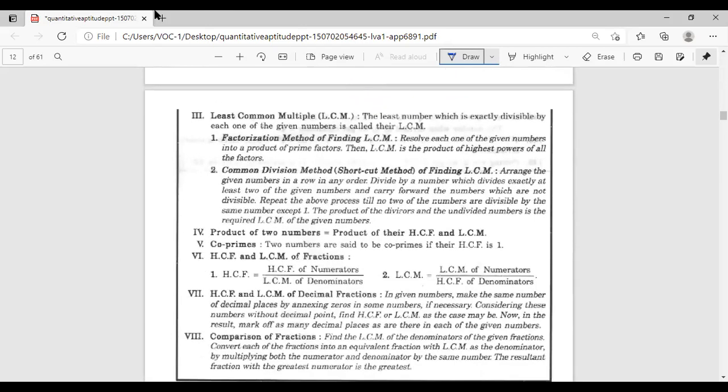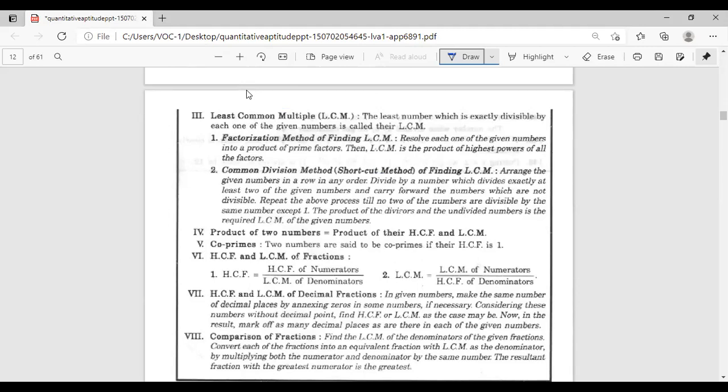LCM, what is it? It stands for least common multiple. The least number which is exactly divisible by each one of the given numbers is called their LCM. It also has two methods, that is factorization method and common division method.